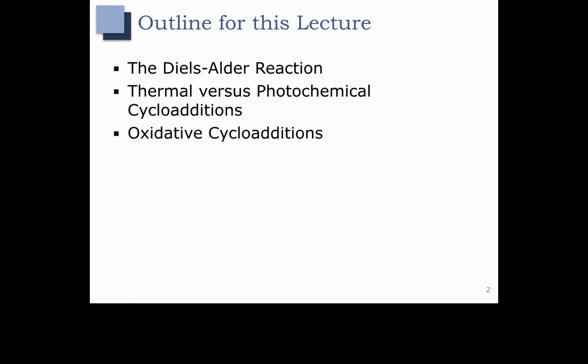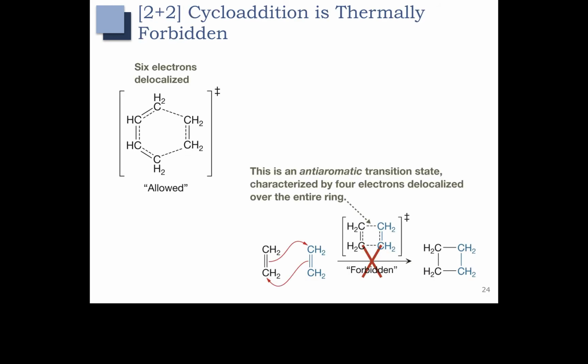In this video, we're going to talk about thermal versus photochemical cycloadditions. When we talked about the Diels-Alder reaction, remember that this reaction proceeds with heat, meaning that it is thermally allowed. If you try to do a 2+2 cycloaddition, as shown here, a 2+2 cycloaddition is thermally forbidden.